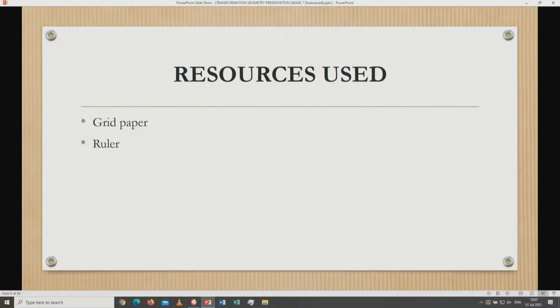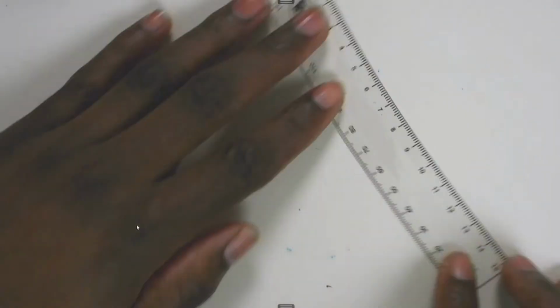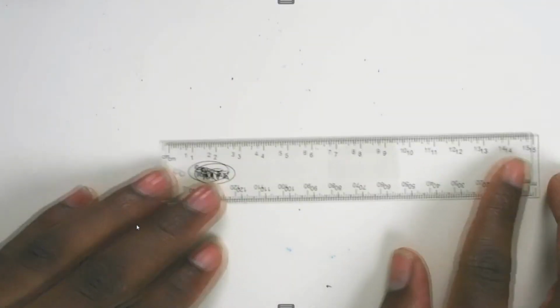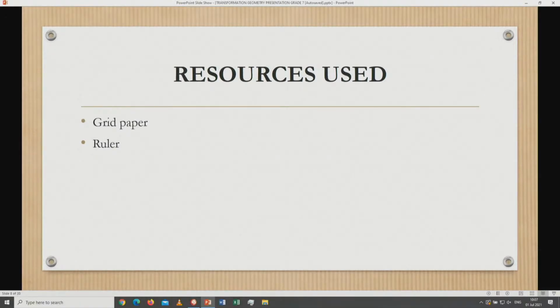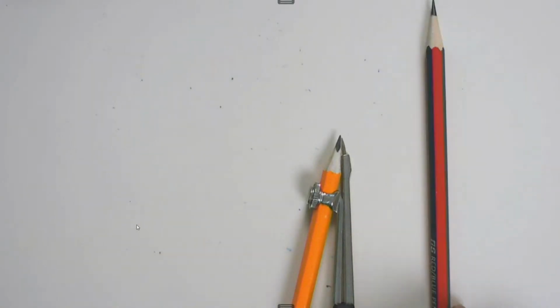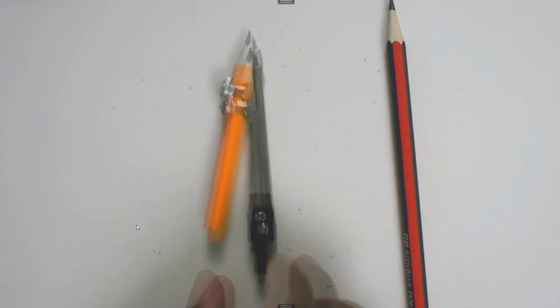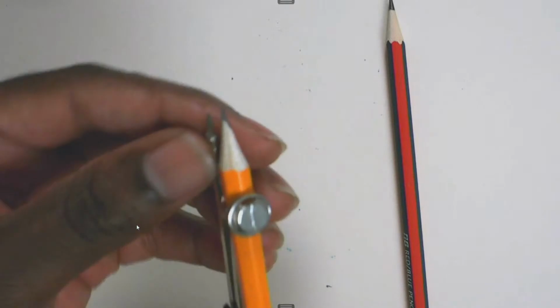We'll need to have a ruler. You may have your 30 centimeter ruler or the one you take out of your mathematical set, like this one. This is a 15 centimeter ruler that comes out of our mathematical drawing instruments. All right. Then we need to have pencils. We may have long ones or even short ones. This one is already inserted inside the compass.